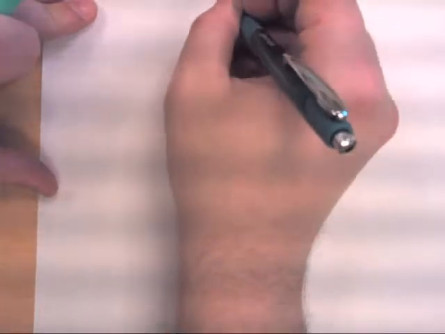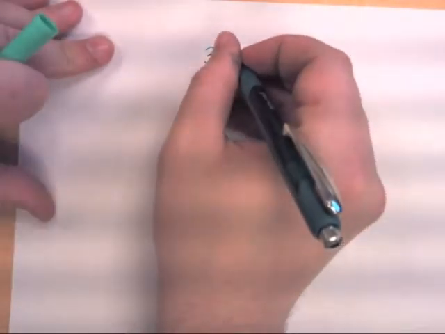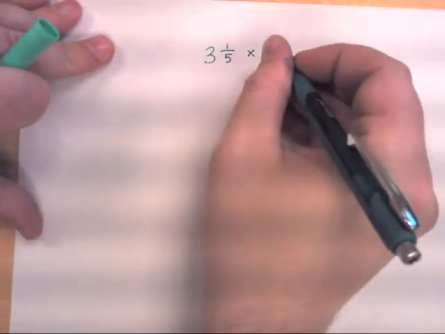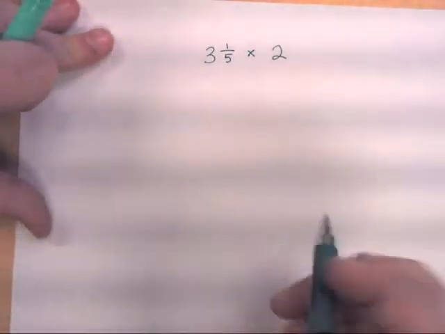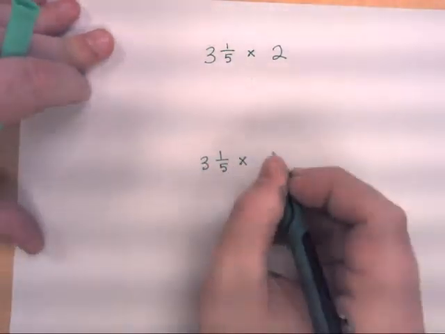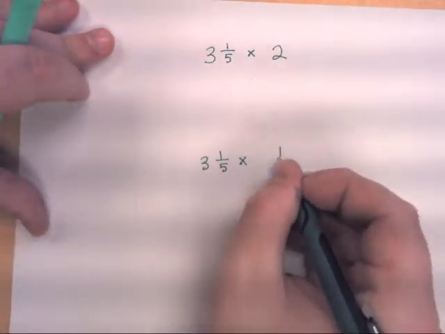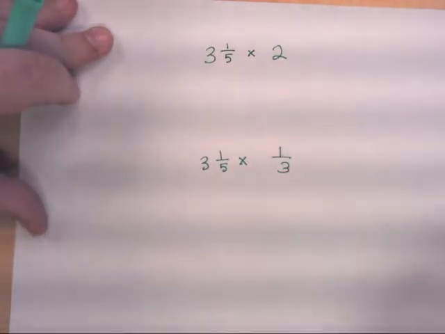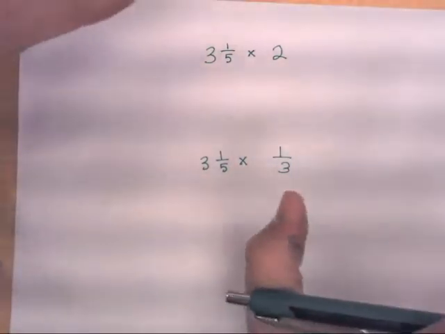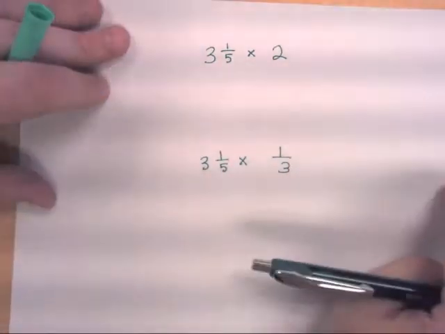So I want to conclude the video with a couple more examples of multiplying a mixed number, such as 3 1/5, multiplied by a whole number, such as 2, and a mixed number multiplied by a fraction, such as 1/3. Go ahead and pause the video if you want to try these on your own before I go over them.